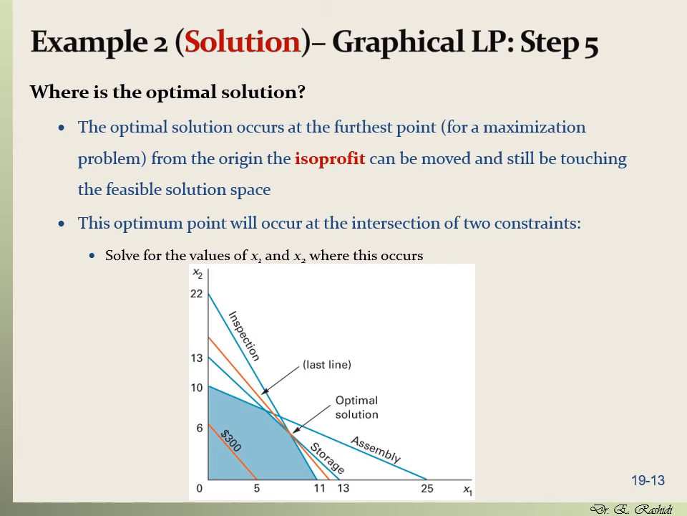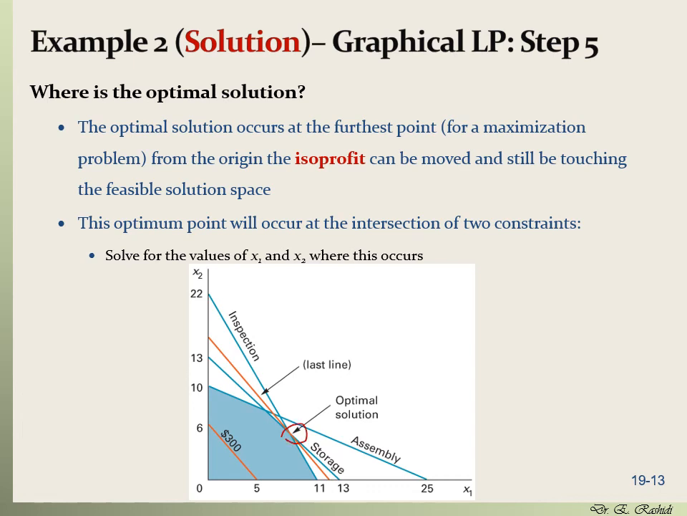The optimal solution, as I said before, occurs at the furthest point for a maximization from the origin of the ISO profit that we have at $300 here. And we're going to move it further such that it would still be touching the feasible solution space. As you can see here, this orange line, which is parallel to all of our other ISO profit lines, is our optimal solution, because this is going to be the last point that the ISO profit would touch the feasible space.